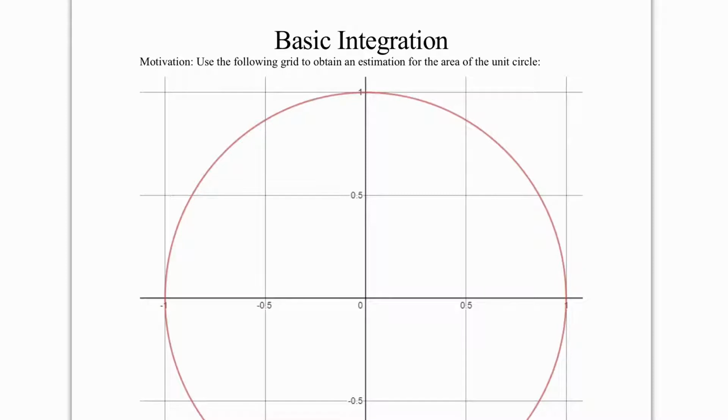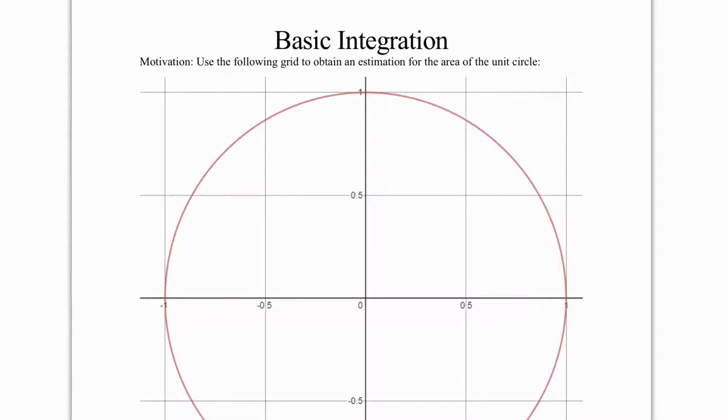So our motivation for this section is going to be, how would we determine the area of the unit circle? Well, here we have a grid, and we're going to use this grid to get an estimation, a rough approximation for what the area would be. We're not going to use any formulas, we're just going to try to use some basic estimation.